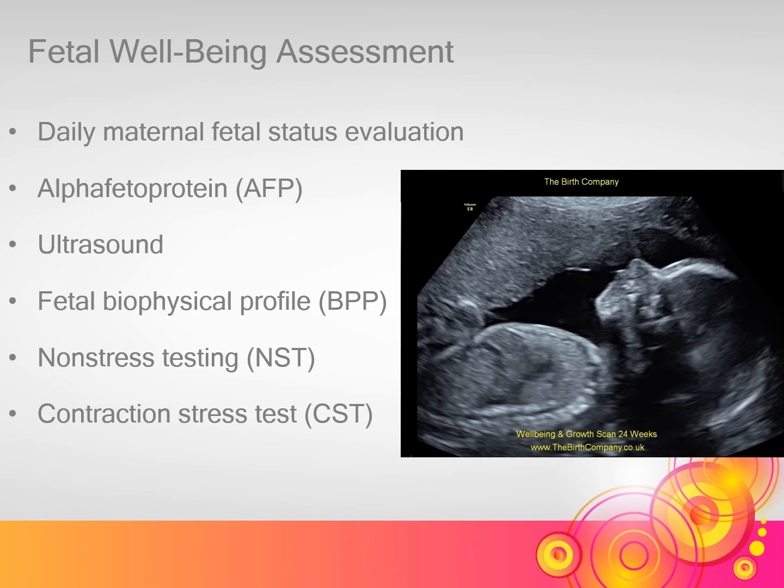This test is offered at 16 to 20 weeks gestation. An ultrasound can help identify any anomalies that there are. Typically in this case it would be done at 18 weeks and again at 28 weeks to check the fetal growth. The fetal biophysical profile: remember that this is a combination of a non-stress test along with an ultrasound that looks at breathing, movement, muscle tone, and amniotic fluid volume.